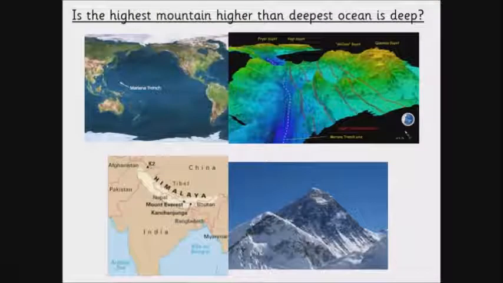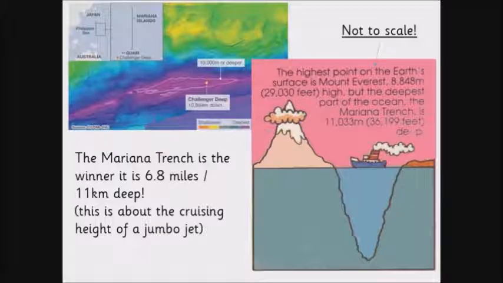So first up, just some background. Is the highest mountain higher than the deepest ocean is deep? How high do the mountains go and how deep do the oceans go? You probably know about Everest, and then we've got something called the Mariana Trench. In terms of the numbers, the Mariana Trench is about 6.8 miles or 11 kilometers deep, and Everest is about 8.8 kilometers high. So in terms of the greatest distance, the oceans are deeper than the mountains are high.